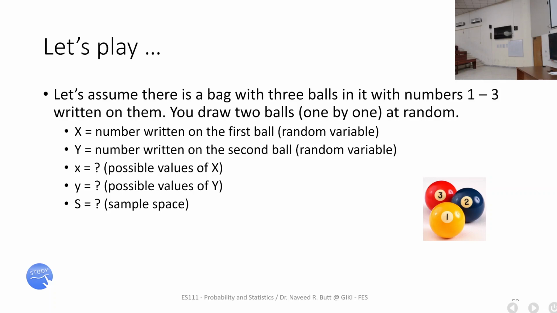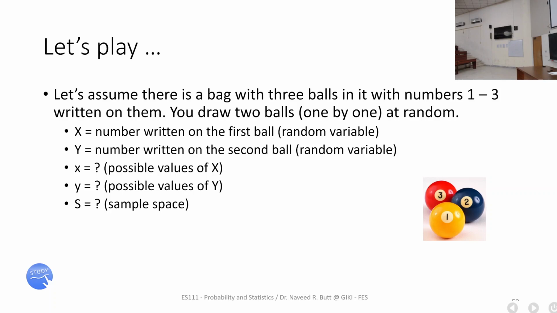Since I've changed the experiment, we now have to go through it again. Okay, what's the event of interest? What's the sample space then? What is the experiment now? You have a bag with 3 balls. You draw 2 balls, one by one at random. You don't replace. So you take out one ball, put it aside, and take out another ball. So what are the possible values? X represents the number written on the first ball. Y represents the number written on the second ball. Remember, you did not put the first ball back.